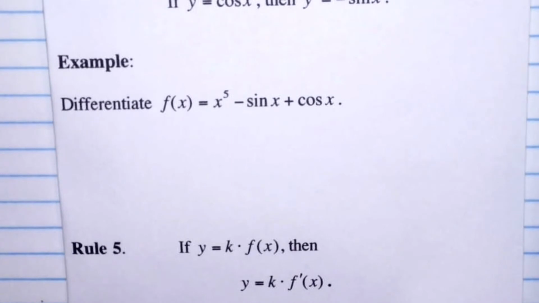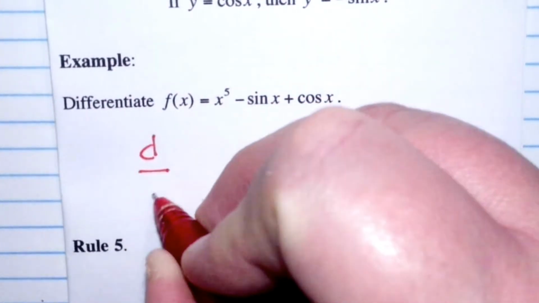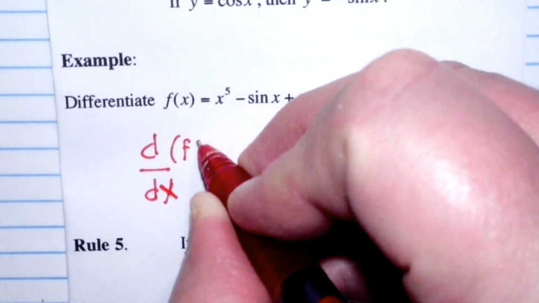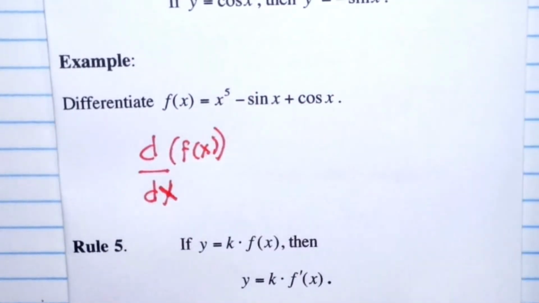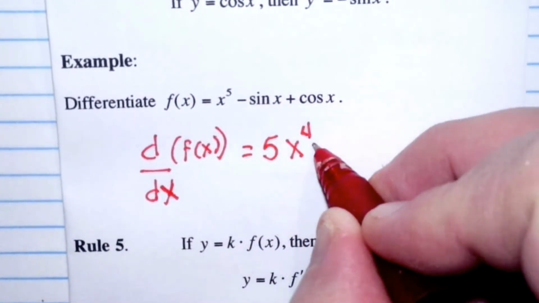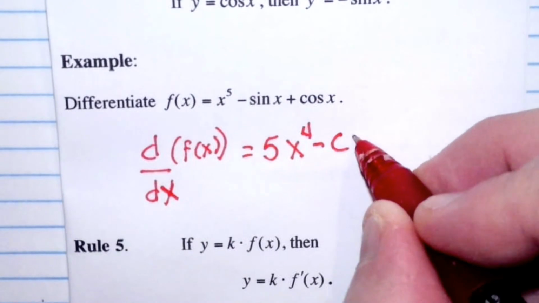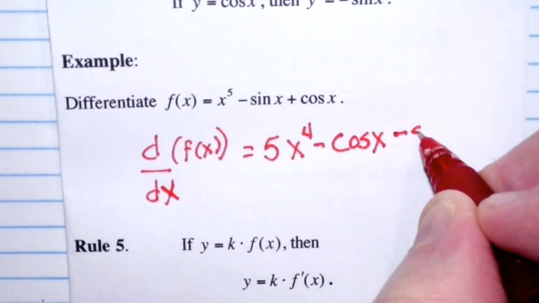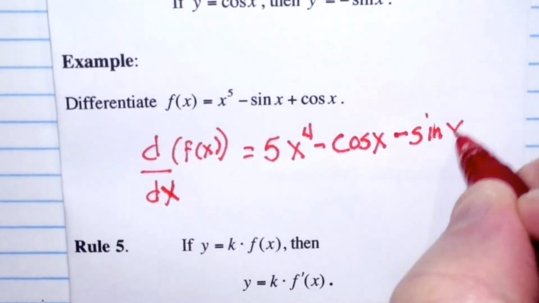So you're asked to differentiate. Remember, that means find the derivative of f of x equals x to the 5th minus sine x plus cosine x. I think I'll use the Leibniz notation for the derivative this time. The derivative of f of x with respect to x is 5x to the 4th minus cosine of x minus sine of x.